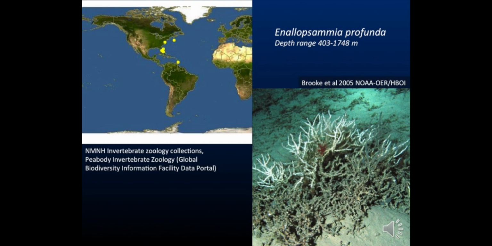Enallopsammia profunda is limited to the western North Atlantic from Massachusetts on the east coast of North America to the Antilles in the Caribbean. It has a depth range of 403 to 1,748 meters and forms reefs sporadically along the Florida-Hatteras Slope and Stetson Banks. Many Enallopsammia reefs are primarily composed of dead coral skeleton, particularly at deeper depths, but the reason for this is currently unknown.